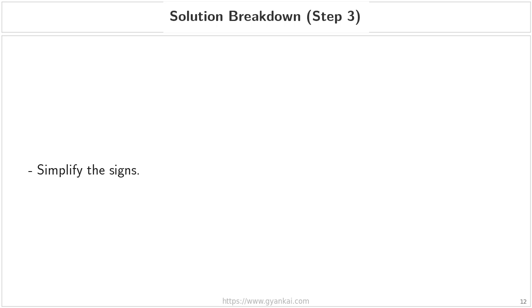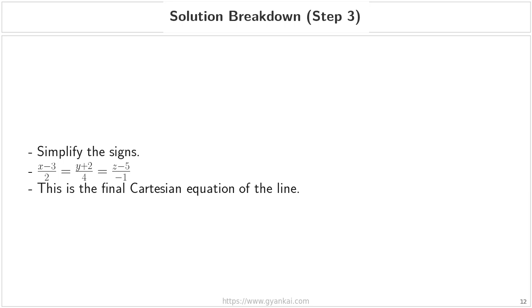Notice that in the numerator of the middle term, we have y minus negative 2. As you know from basic algebra, subtracting a negative is the same as adding a positive, so we rewrite that as y plus 2. After this simplification, our equation looks like this. X minus 3 all over 2 equals y plus 2 all over 4, which equals z minus 5 all over negative 1. And there we have it. This is our final, polished Cartesian equation for the line.